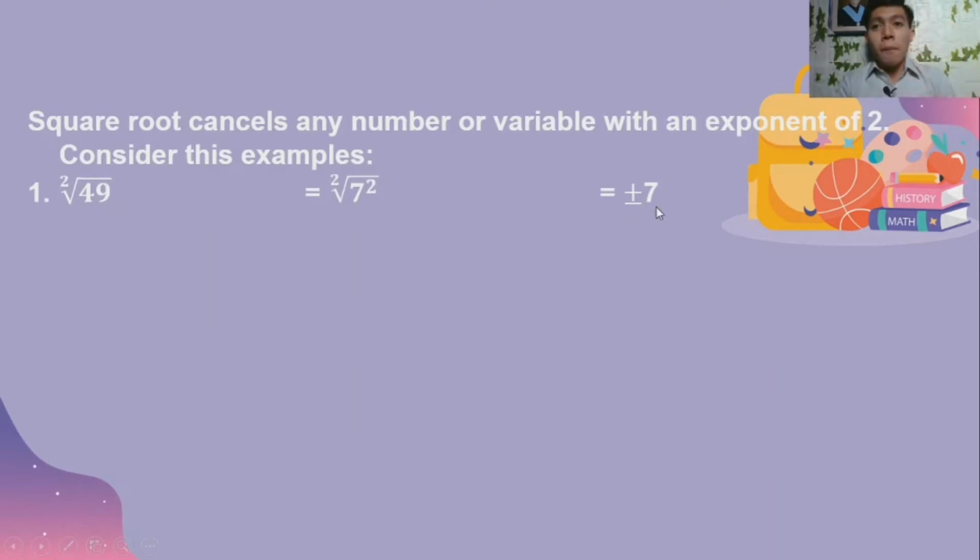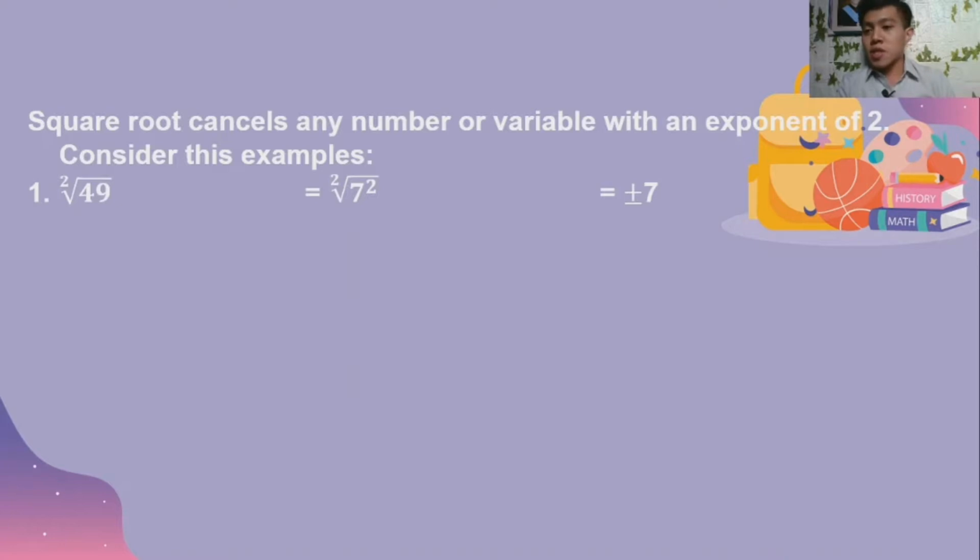Sir, question, why is there a positive negative 7? Okay, here is the reason. 7 times 7, or positive 7 times positive 7, is 49. How about negative 7 times negative 7? That is still positive 49. Always remember, negative times negative is positive. So the two answers here are positive 7 and negative 7. Always remember, when we apply square root, our answer always has a positive negative.